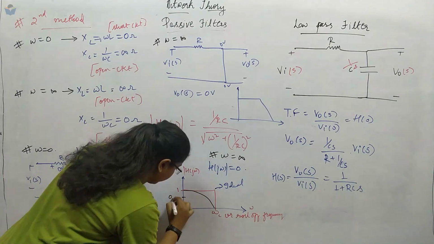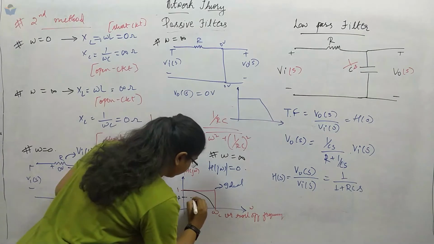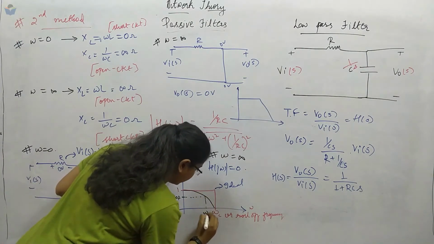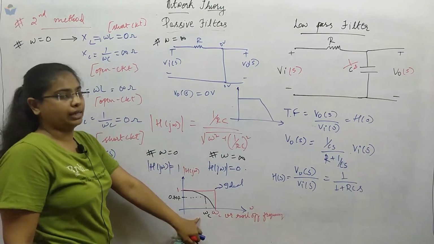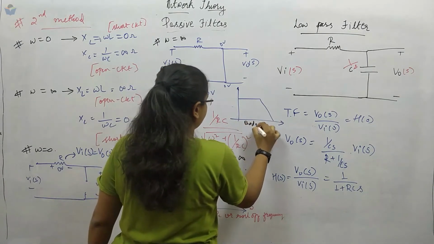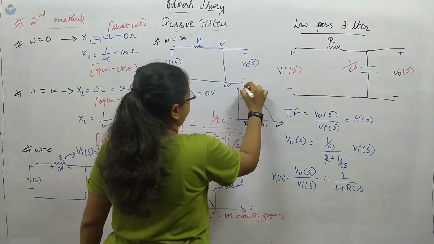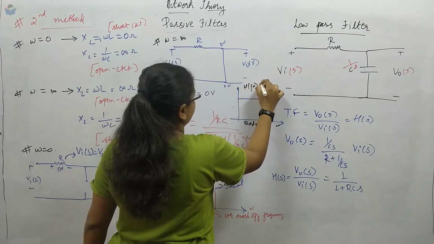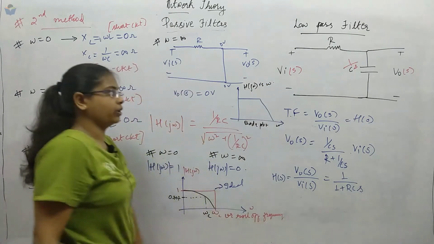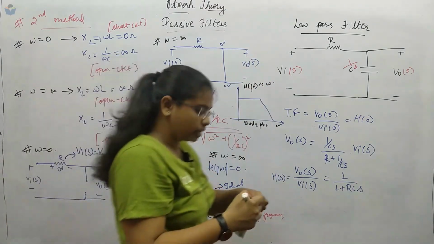Suppose here it is 0.707. 1 by root 2 will give you 0.707. Here will be our cutoff frequency practically. So this is the Bode plot. Here is omega. Bode plot is basically between H of j omega versus frequency, magnitude versus frequency. So this is about the low pass filter.